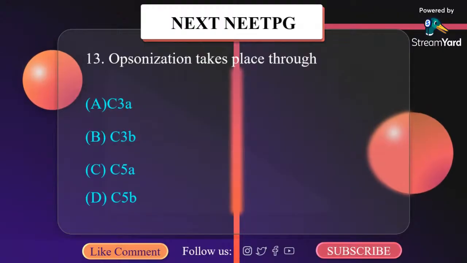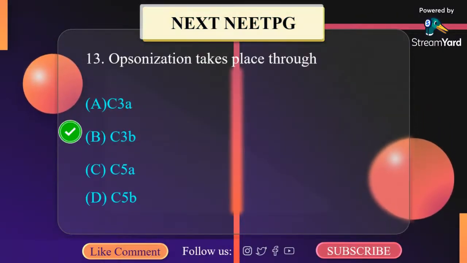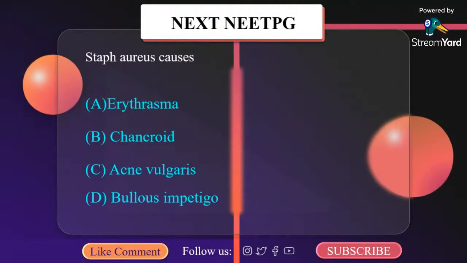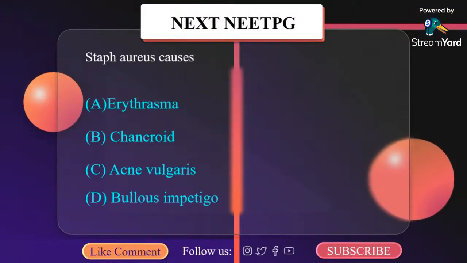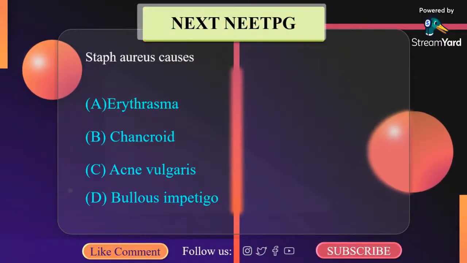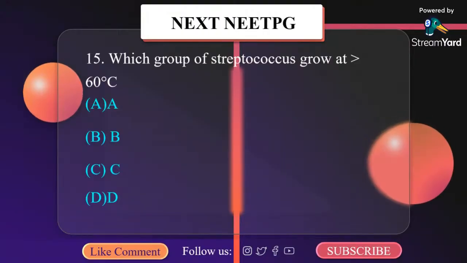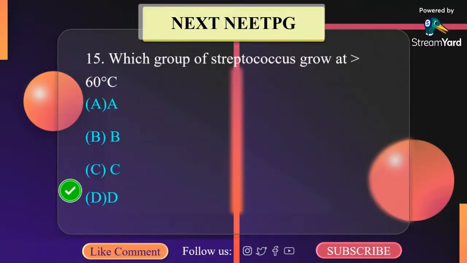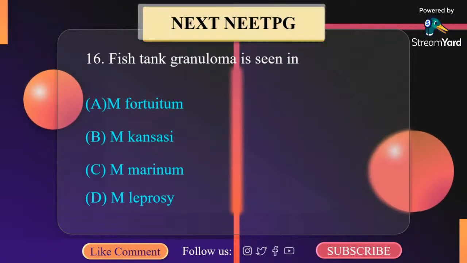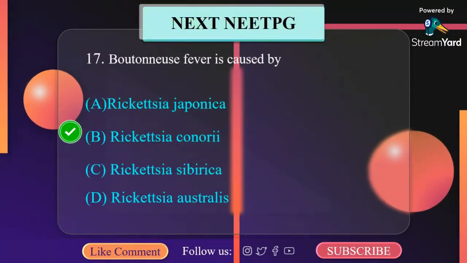Opsonization takes place through A. C3a, B. C3b, C. C5a, D. C5b. It is C3b. Staph aureus causes erythema, chancroid, acne vulgaris, bullous impetigo. It is bullous impetigo. Which group of streptococcus grows at 60 degrees? It is group D streptococcus. Fish tank granuloma is caused by Mycobacterium marinum. Bhutanese fever is caused by Rickettsia conorii.